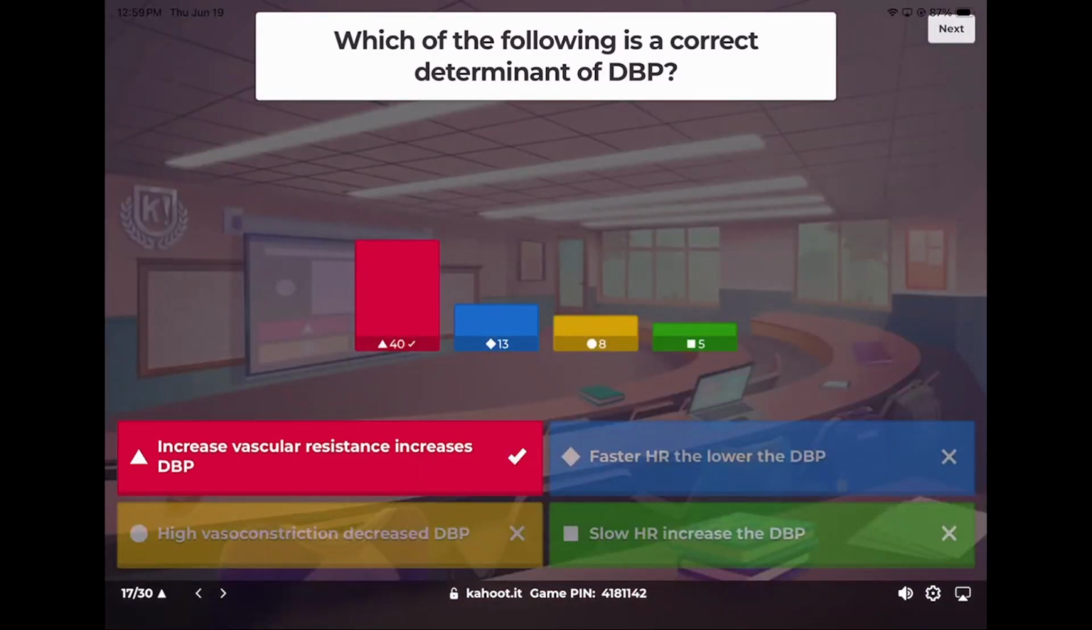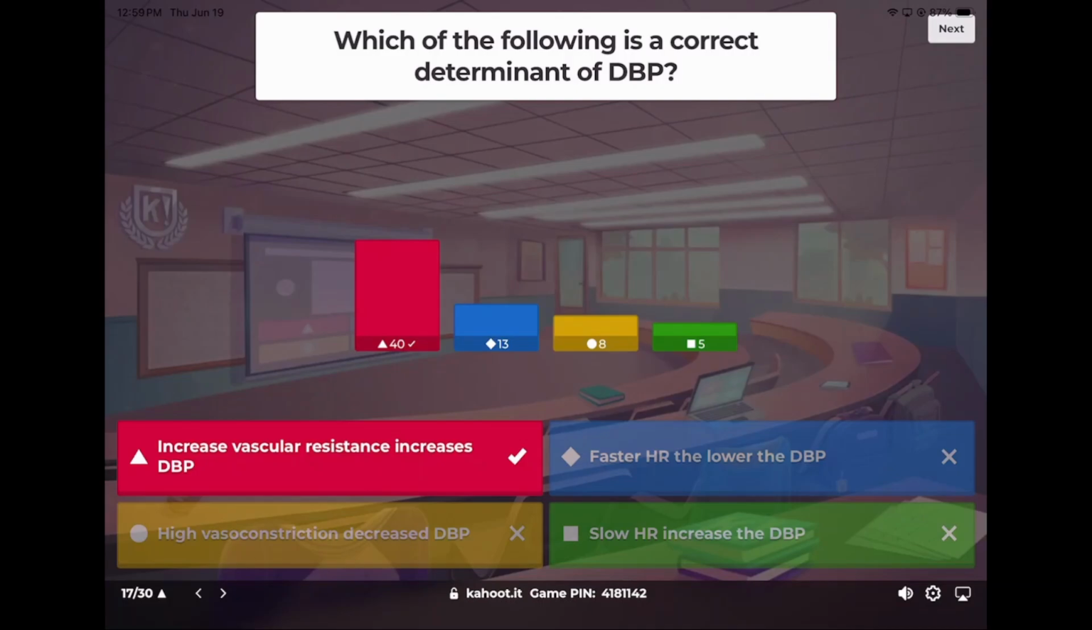Okay. If I increase vascular resistance, how do I do that? What do I have to do to that vessel? Constrict it. So if I constrict the vessel, what happens to the pressure inside of it? It goes up. Everything goes up. Diastolic goes up too because the resting pressure is going to be higher because of the increased vascular resistance.